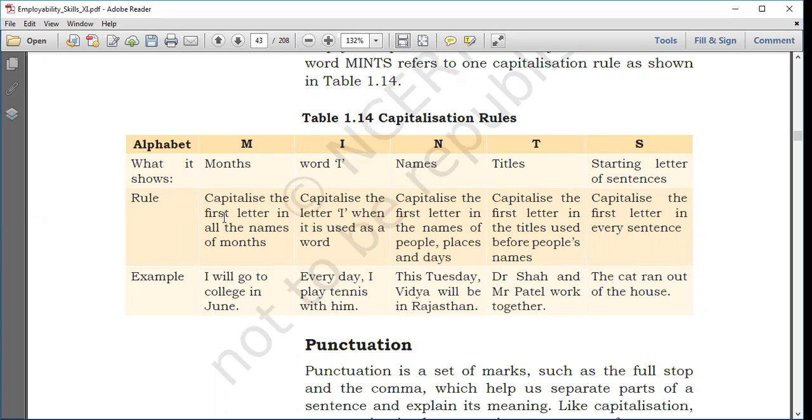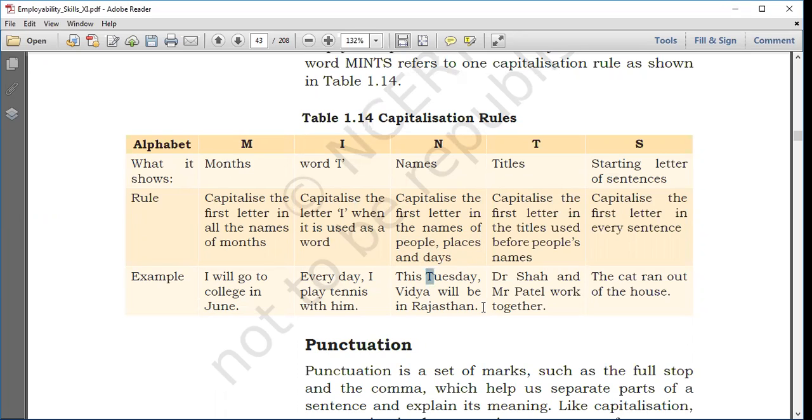Capitals are used for the first word; the first alphabet should be capital, right? For months, all months, May, June, July, etc., we put the first letter as capital. I is always capital if it is individual. Names, the proper nouns, you can say the names of people, places, or a day, are always written in capital.